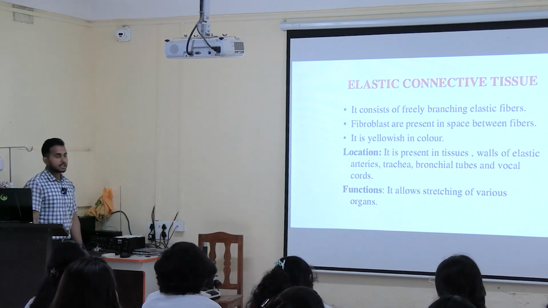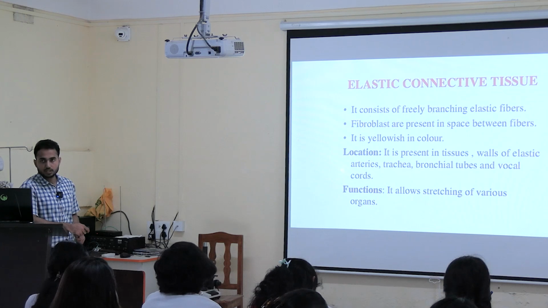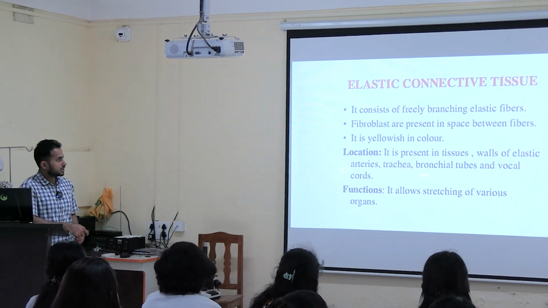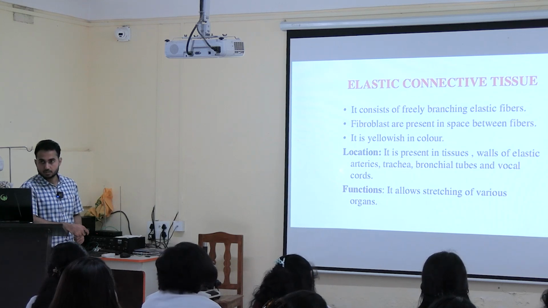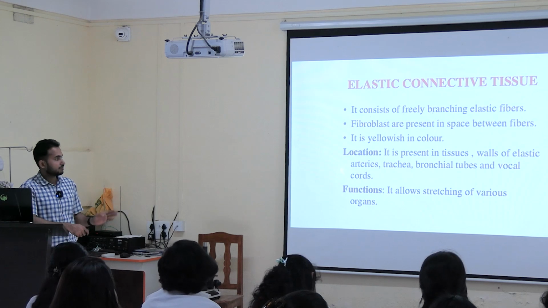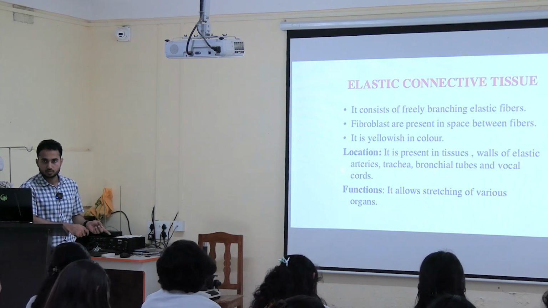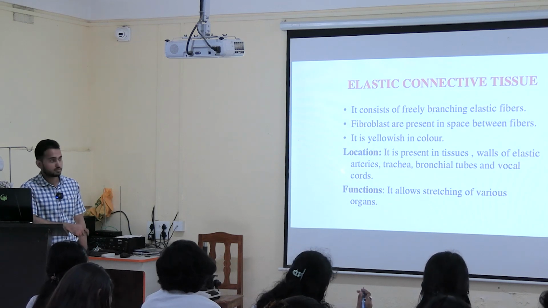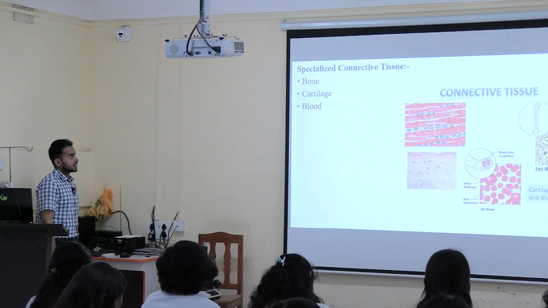Next is the elastic connective tissue. It consists of elastic fibers. Fibroblasts are present in between the fibers, and it is yellowish in color because of the elastic fibers. Location: it is present in the walls of elastic arteries, trachea, bronchial tubes, vocal cords, etc. These are the areas where elastic connective tissue is present. I hope you have observed that every time I am mentioning the location of the tissue. That is very important, and I told you in the beginning. Then function: it allows stretching of various organs or structures because elastic fibers are present. So that is all about the generalized connective tissue.